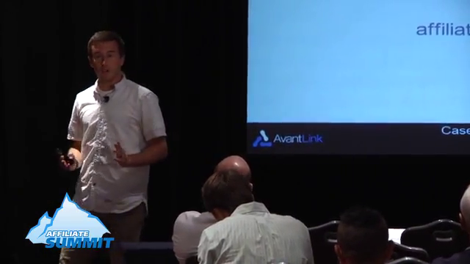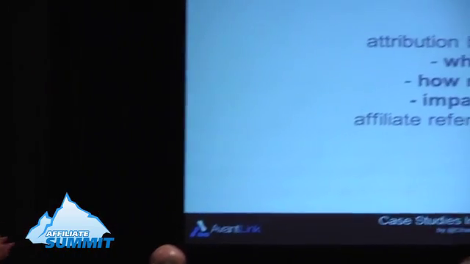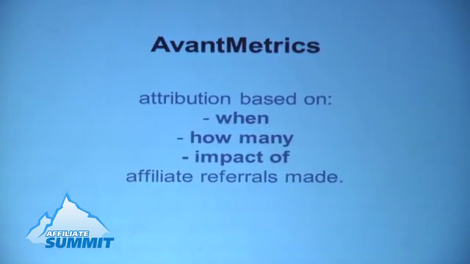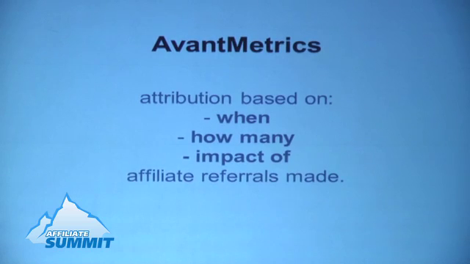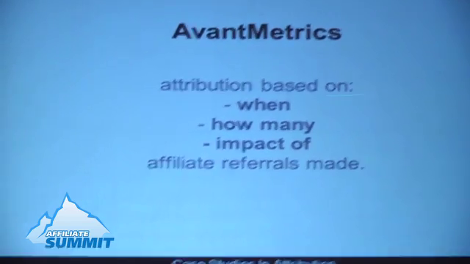Attribution, ideally then, should take that information and say, hey, we should divide up commission payments for all affiliates involved in the clickstream and divide up the commissions based on a couple things. First off, when the actual referral happens, how many affiliate referrals there were in the clickstream, and then the perceived impact of that based on what the merchant sees in the data.